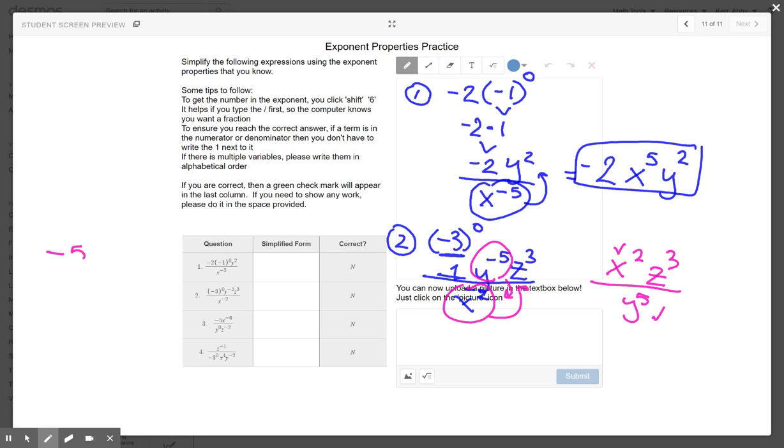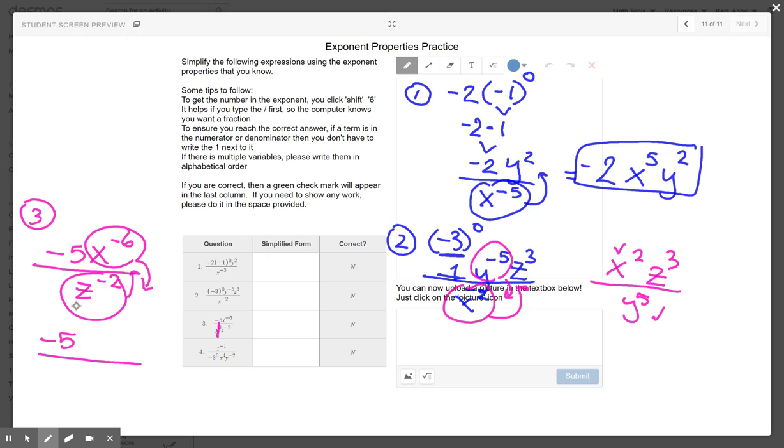All right, for number 3, the negative 5 stays. It's just a base. Y to the 0 becomes 1. So then I don't even need to write it because I have z to the negative 2 in the denominator. Now I have 2 negative exponents. So the z to the negative 2 was in the denominator, so now I'm moving it to the numerator. It became a positive exponent. X to the negative 6 was in the numerator, now it becomes positive because it's in the denominator.